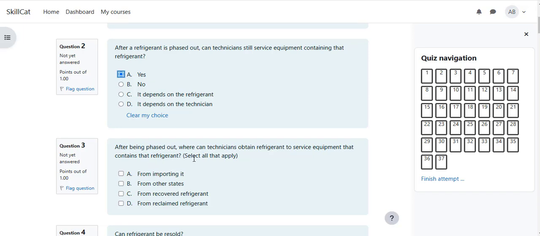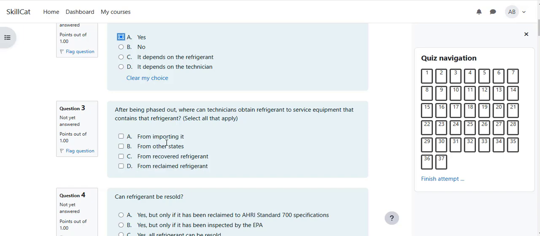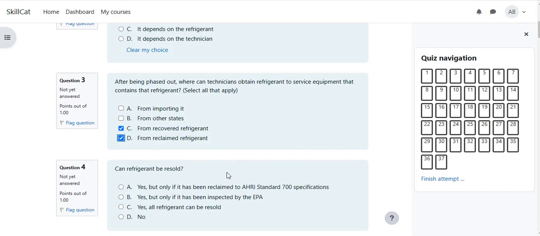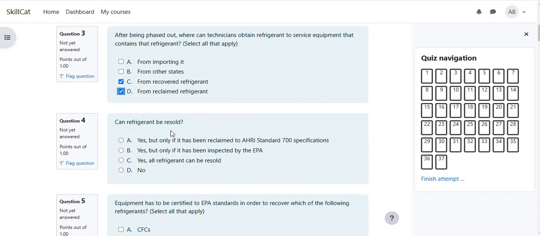After being phased out, where can a technician obtain refrigerant to service equipment that contains refrigerant? Select all. From importing it from other states, from recovered refrigerant, and from reclaimed refrigerant. Can refrigerant be resold? Yes, but only if it has been reclaimed by AHRI.